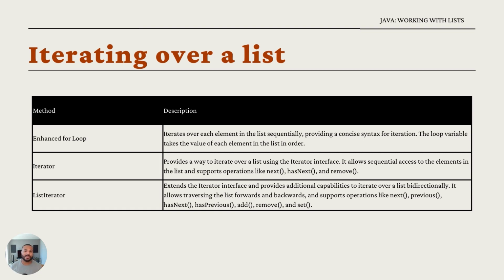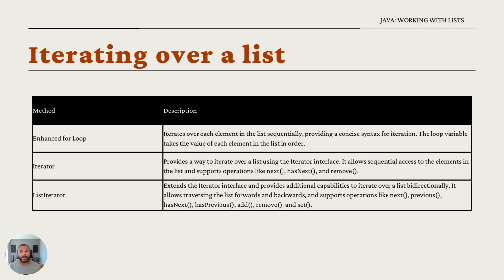So now that we've discussed those three methods, iterating over lists in Java can be achieved using the enhanced for loop, the iterator, and the list iterator methods. So the enhanced for loop is a concise option for simple sequential traversal.